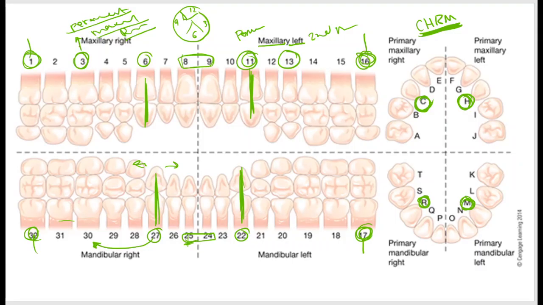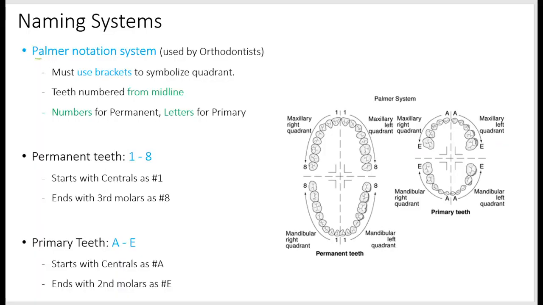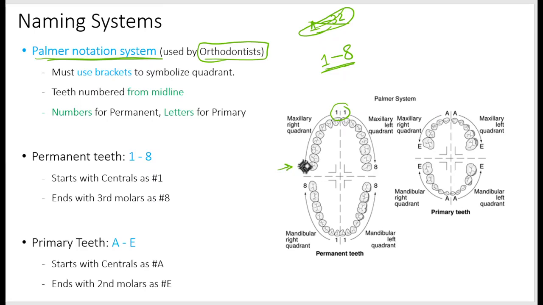The second numbering system that we're going to talk about is the Palmer notation system. And again, as I said, it's mainly used by orthodontists. This is easier. Why? Because first, you only have to deal with 1 through 8. You don't have to deal with 1 through 32 like we did with the universal system. How does that work? It starts from the middle instead of starting from the right. The other ones start from the maxillary right. This one starts from the middle in each arch. And the numbers keep repeating themselves.